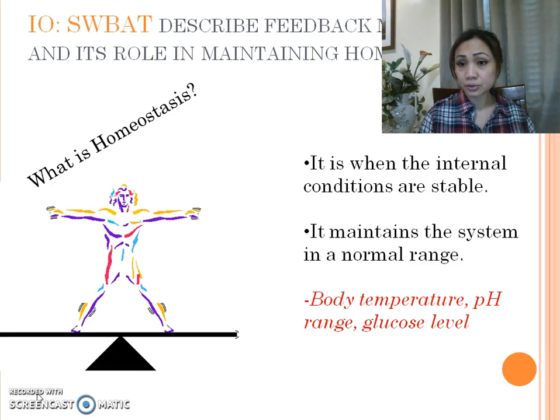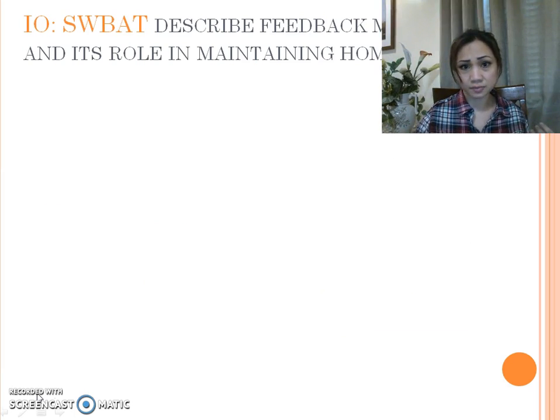The third one is glucose level. Every time I eat or drink anything sweet or that has sugar, my glucose level will go up. I can't keep my glucose level going up or else I'm going to be sick or I could die. So in order for me to stay alive and not be sick, my body has to make all those changes to keep me in homeostasis.